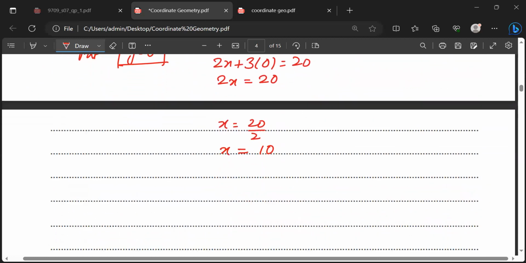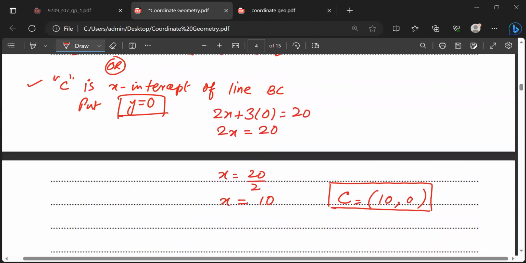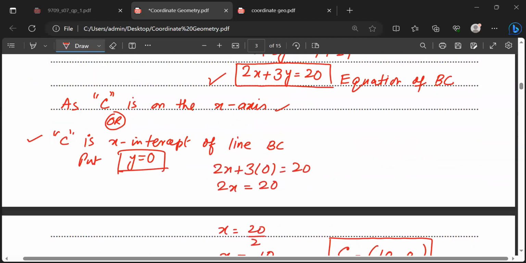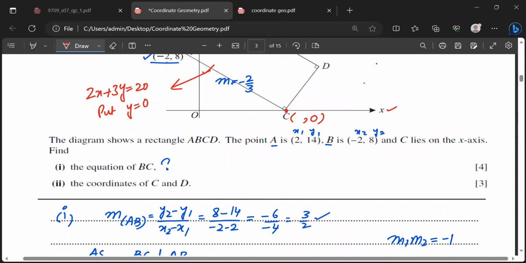And so the answer is C has the coordinates 10, 0. This is your answer for the second part, the coordinates of C. So 10, 0 are the coordinates of C.